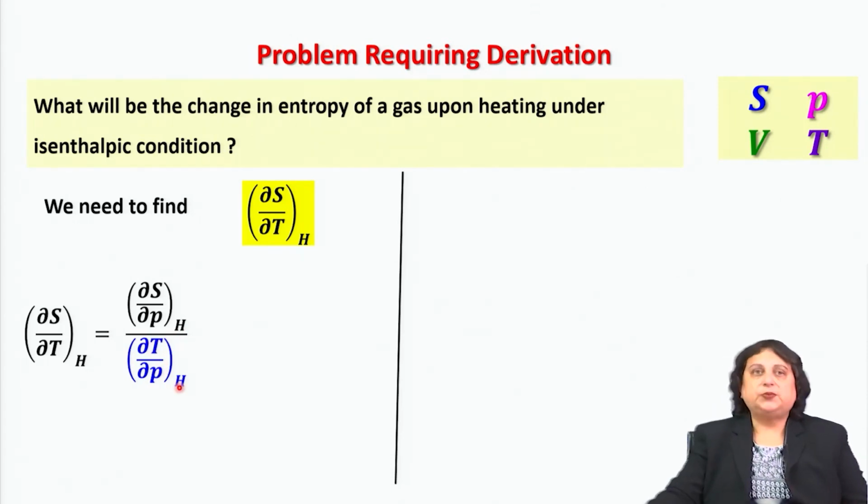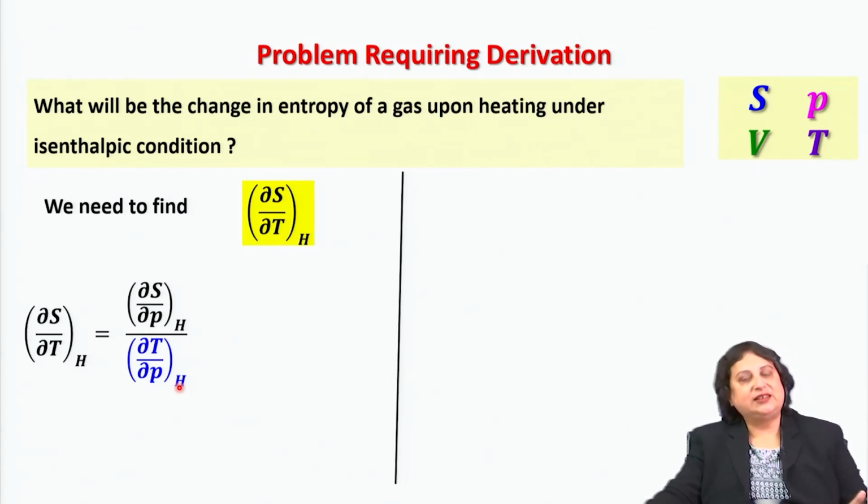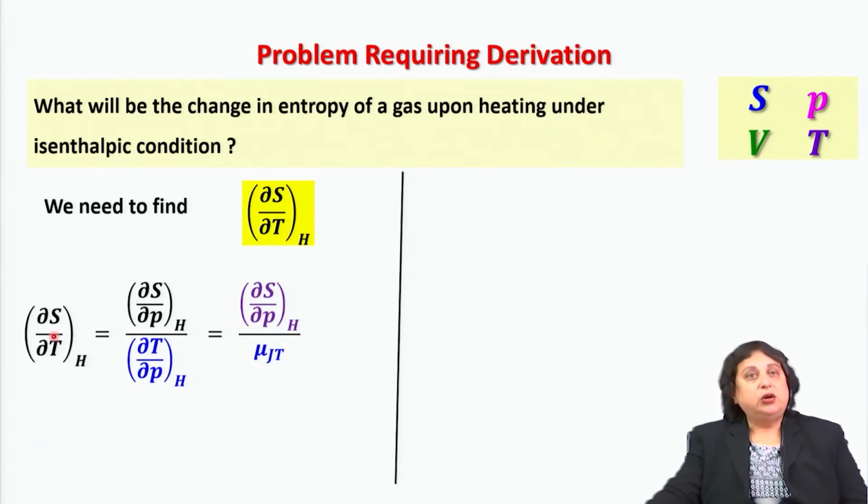Actually, when I looked at this problem for the first time, I thought about the Joule-Thomson coefficient, because that is the only experiment that we have come across that takes place under isenthalpic condition. So, immediately I can write this down, that the denominator here is the Joule-Thomson coefficient. So, now in order to find out this derivative, I need to know what del S del P H is and what mu j T of that gas is.